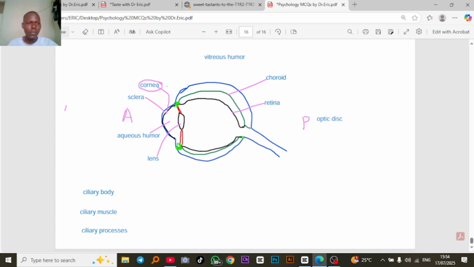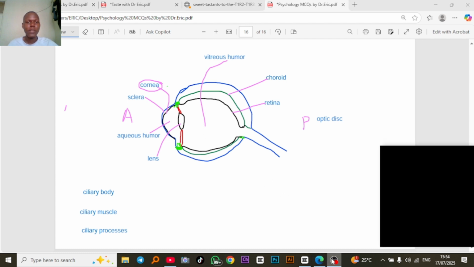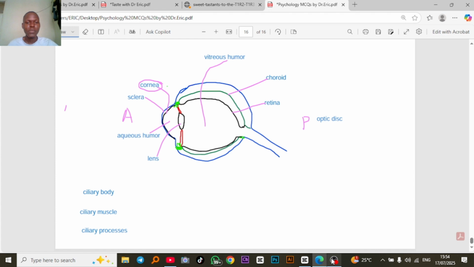Then, of course, we can follow these layers. They are the same layers. We have a space just from the retina. We have this space here, and it's called the vitreous humor. The one that was in front here, we called it the aqueous humor, and the one which is in the posterior portion is what we call the vitreous humor.